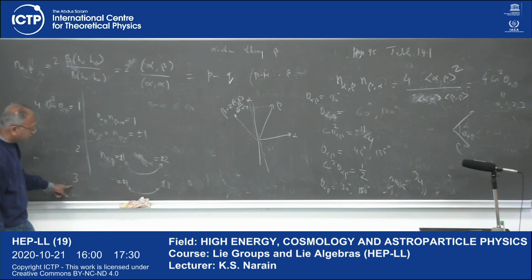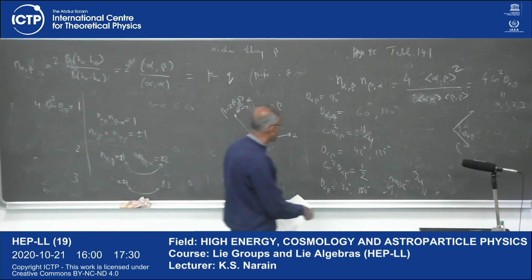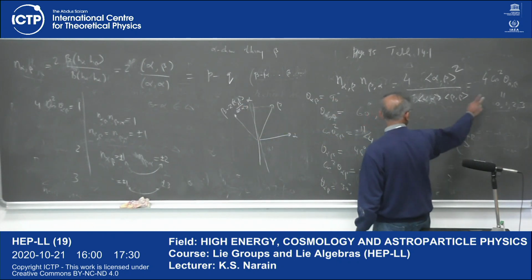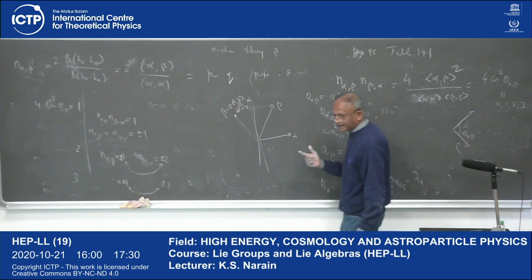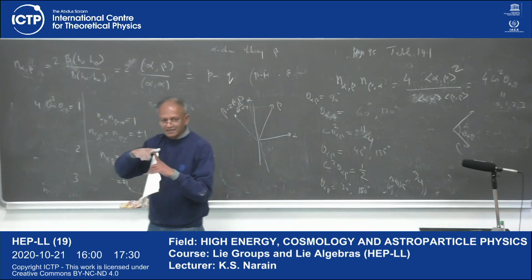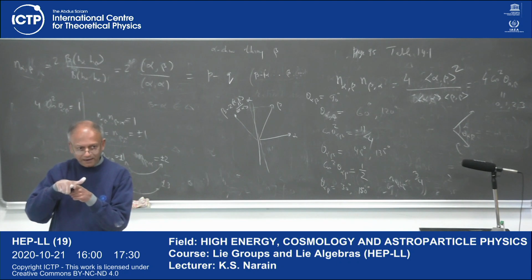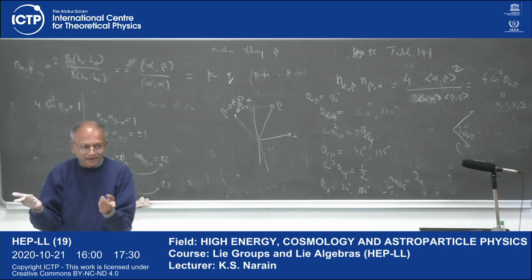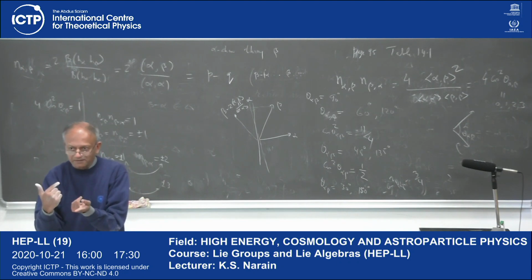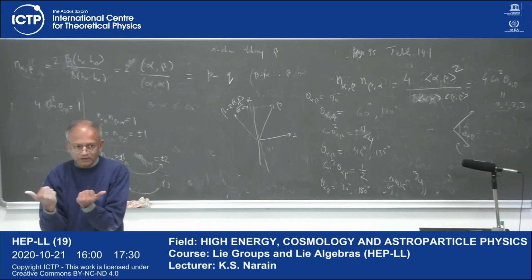If 4 was allowed, but 4 is a trivial thing, right? Because if it is 4, that means cos squared theta alpha beta is 1. That means theta alpha beta is either 0 or 180 degrees. But if it is 0, that means alpha and beta are parallel. So then alpha is equal to beta or minus alpha. No? So these are only 2 possibilities.